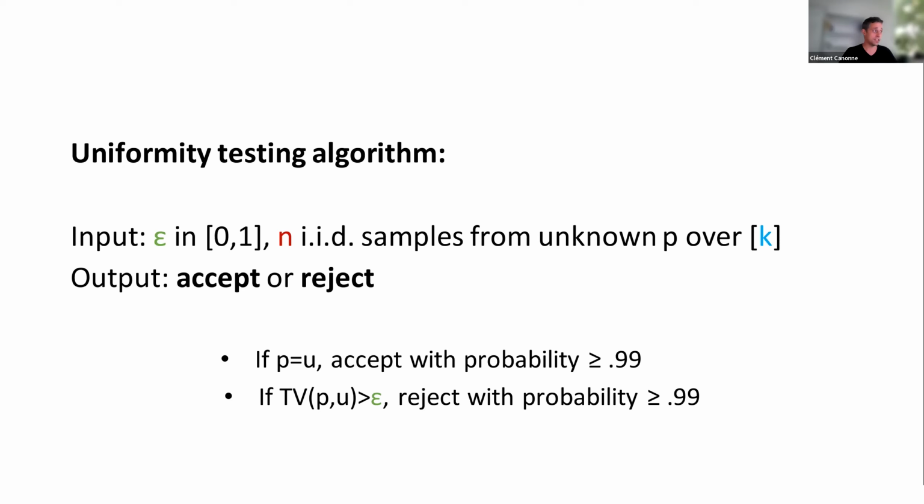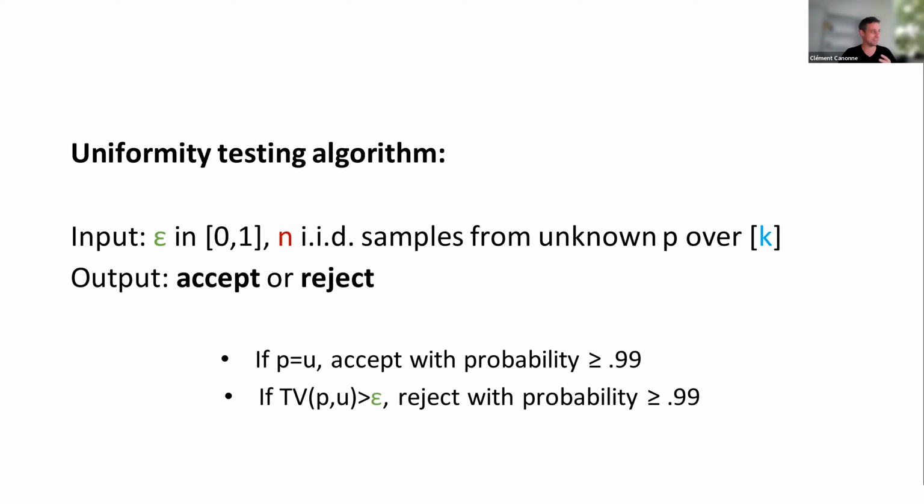If the total variation distance between P and the uniform distribution is at least epsilon, so far from the uniform distribution, then it should reject with probability at least 99%. So this is what we ask.